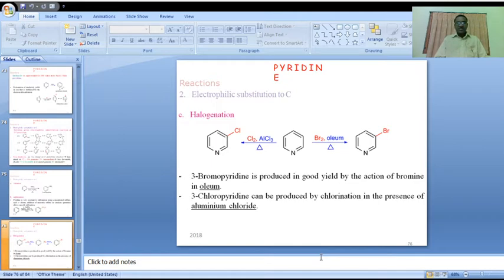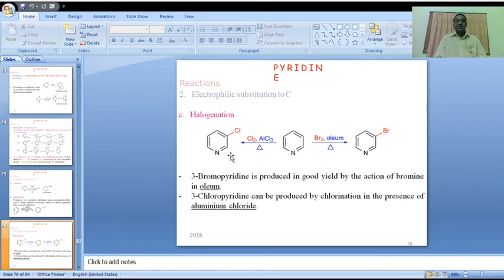In the halogenation reaction, pyridine reacts with chlorine and bromine. We observe pyridine on reaction with chlorine in presence of AlCl3, heating the reaction mixture. Generally, it gives 3-chloropyridine. Why are we getting the 3 substituent?